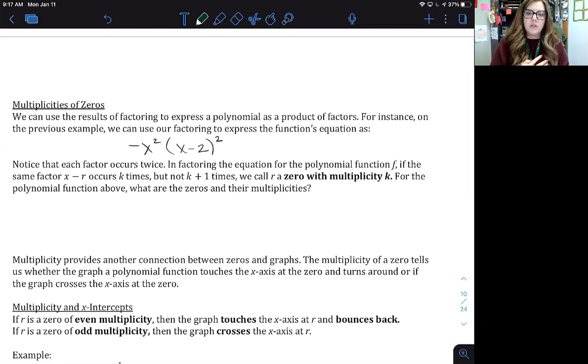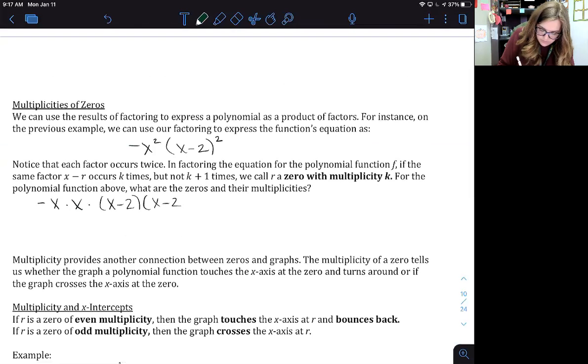So in factoring the equation for the polynomial function f, if the same factor x minus r occurs k times, but not k plus 1 times, we call r a 0 of multiplicity k. So here's what that means. We could rewrite this as -x times x minus 2 times x minus 2. That tells us that when we're looking at our intercepts, we get x equals 0, x equals 0, x equals 2, x equals 2.